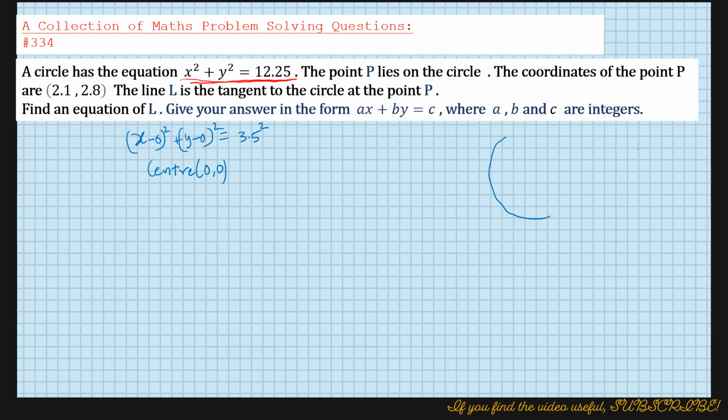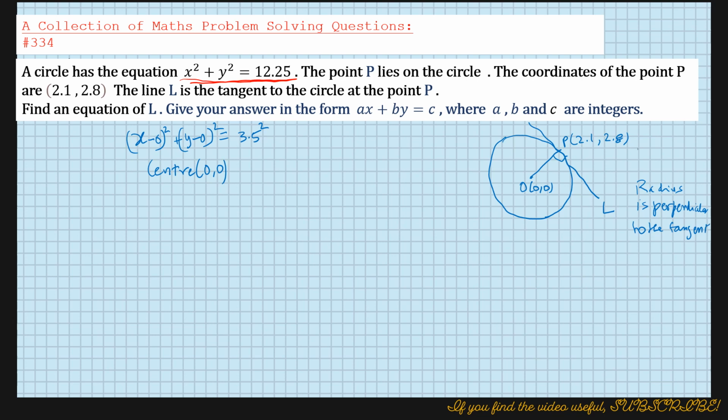If I draw a rough drawing of the circle, with the center O at (0, 0), there's a point P somewhere, and that's the tangent line L. Point P has coordinates (2.1, 2.8). You see OP is a radius and that is perpendicular to the tangent. So we know for a fact that the radius is perpendicular to the tangent.